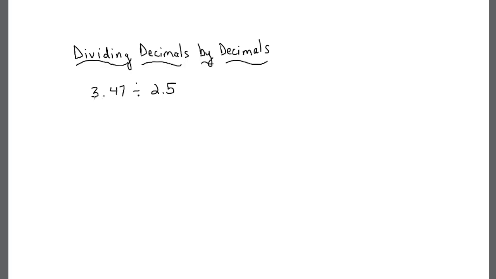If I'm going to do 3 and 47 hundredths, the number that I'm dividing is always going to be the number that's inside the box. So 3 and 47 hundredths goes inside, and the number that I'm dividing by, the divisor, goes outside the box. Now, these decimals throw everything off, and they make things a little bit difficult for us.